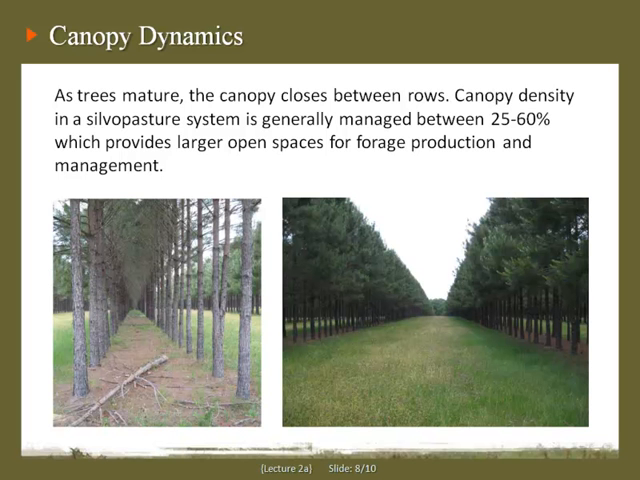As trees mature, the canopy closes between rows. Therefore, pruning and thinning of the timber component becomes necessary as a management priority, typically 5 to 10 years after seedlings become established on a site. Canopy density in a silvopasture system is generally managed between 25 to 60%, again to manage for both cool and warm season grasses, which provide larger open spaces for forage production, grazing, and overall management.